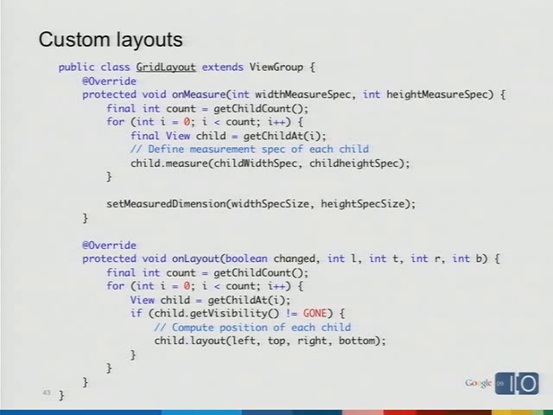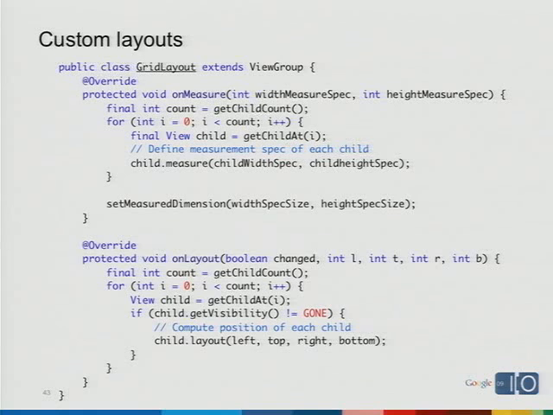Then you also want to override the onLayout method. And this is actually where you position the children and where you give them a size. So if you write a grid layout like I just did, you just do the simple math that consists in putting the items in the right place.